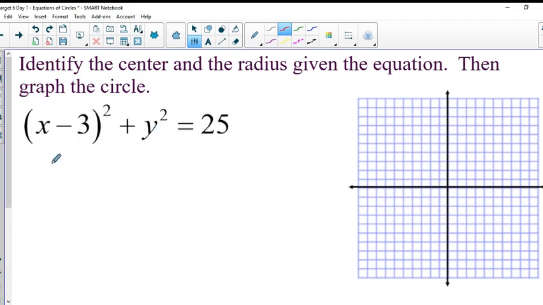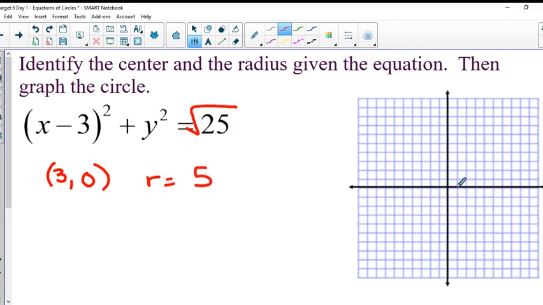One more to graph. Here we are. Center is going to be 3. Now notice nothing is being plus or minused here, which means we fill it in with a 0. Take the square root of your 25, and we get that the radius is equal to 5.